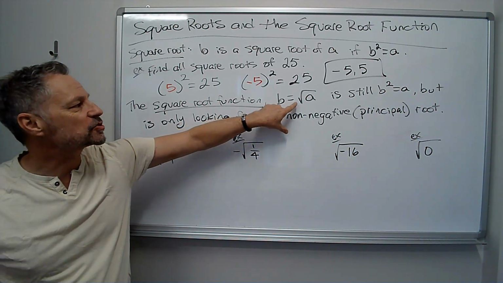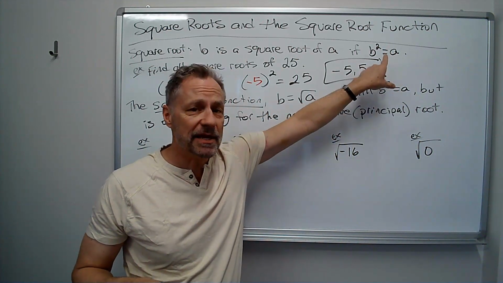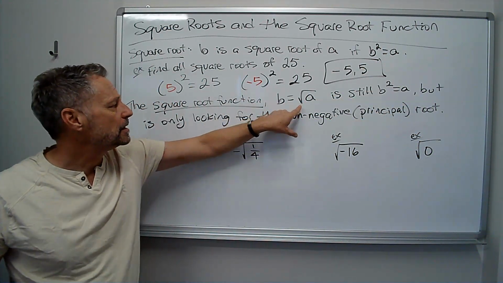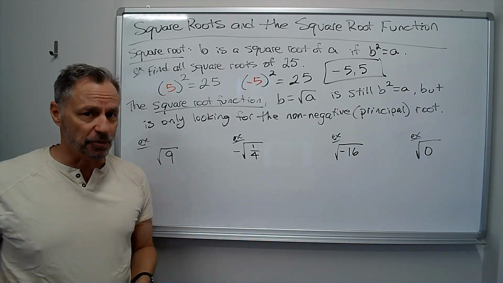So b is the square root of a. It's still b squared equals a, same thing it was up there. But when they use this symbol, they're only looking for the non-negative. They call it the principal root.